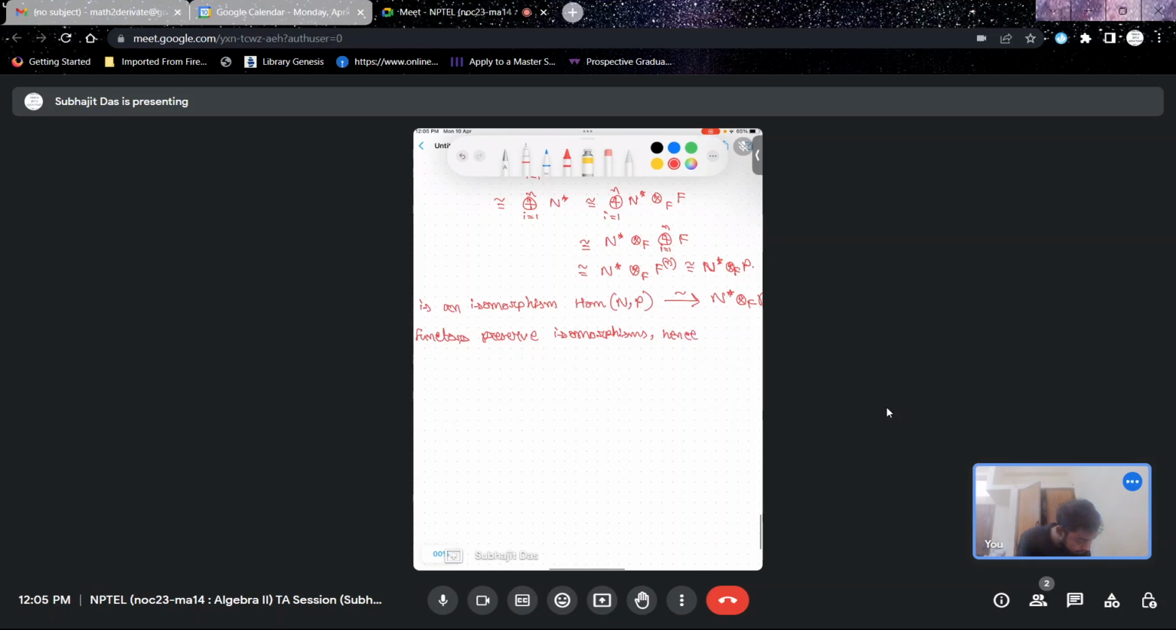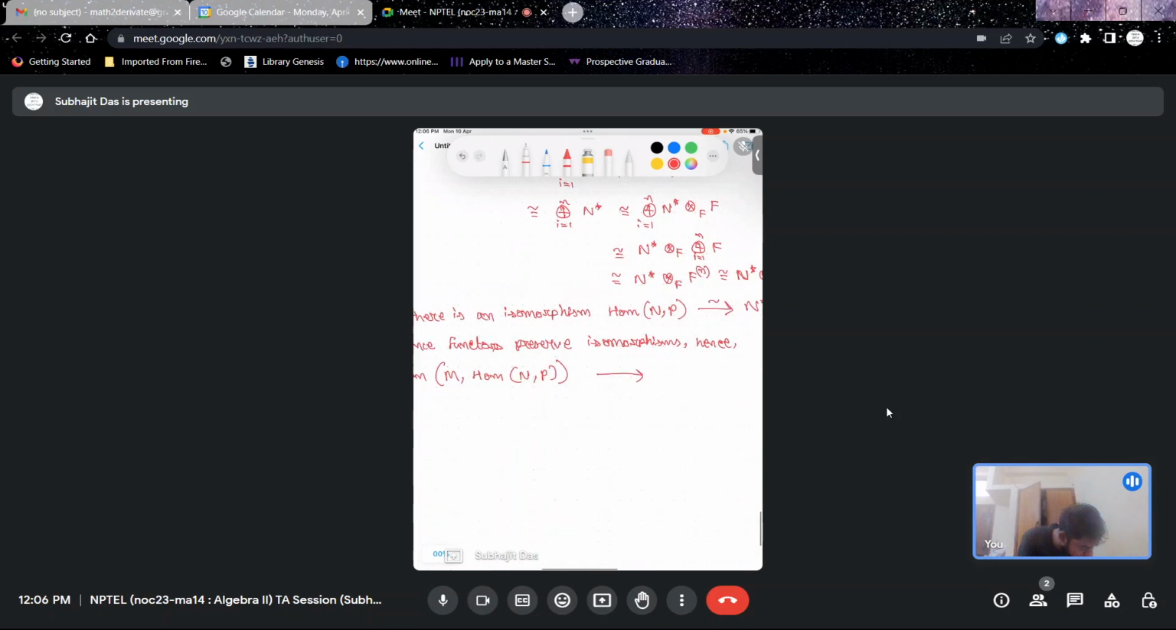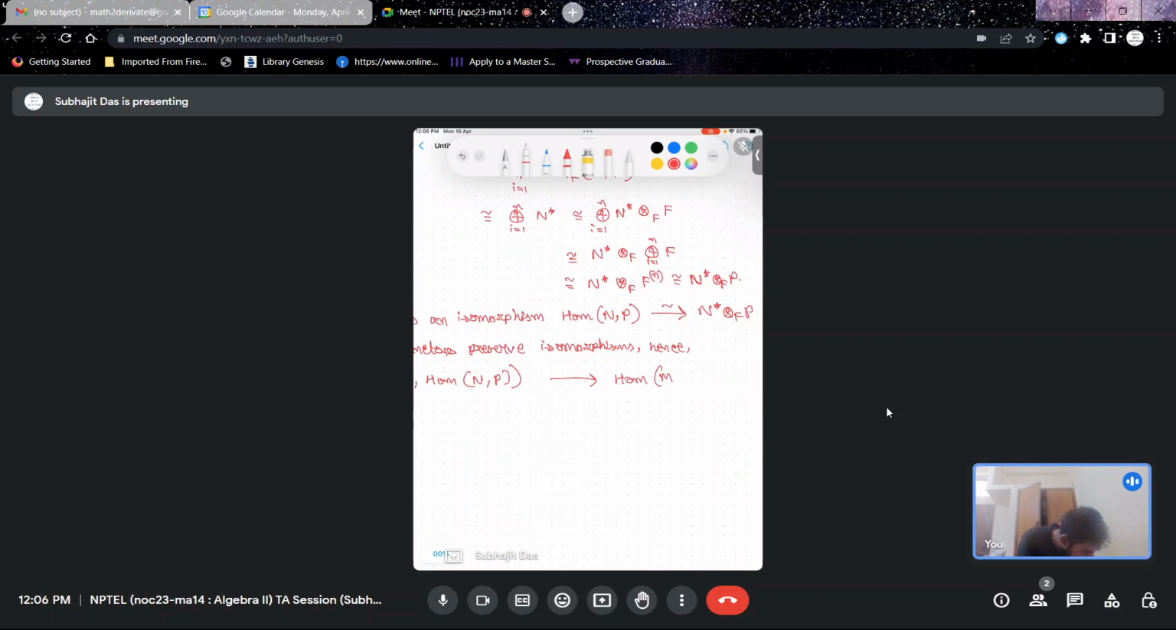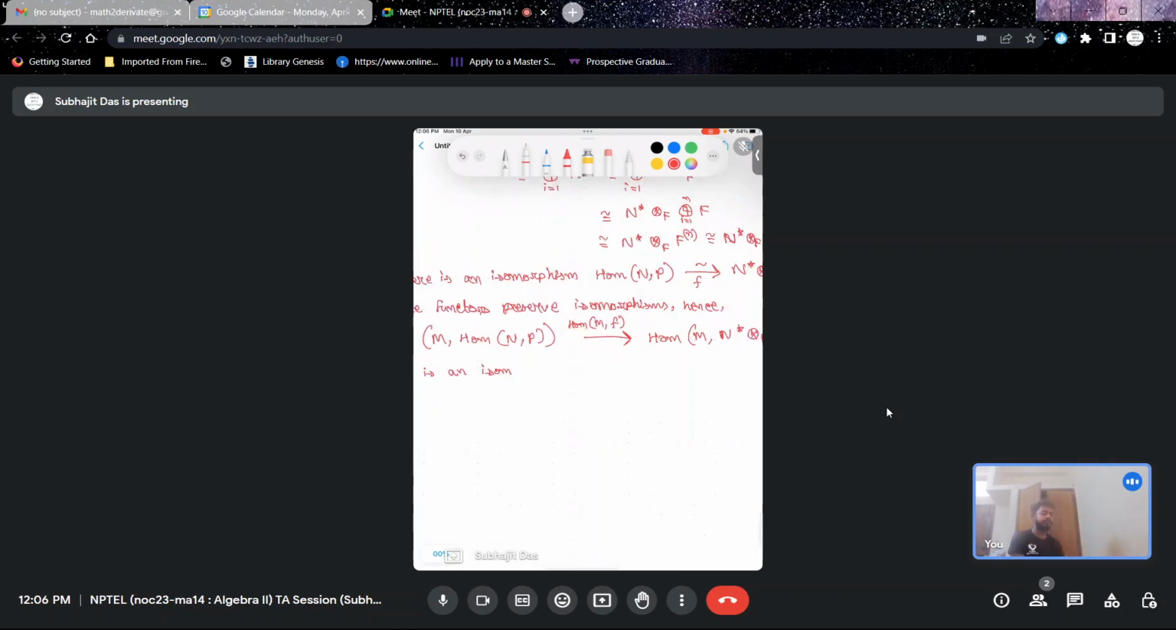Hence, what you can say is Hom(M, Hom(N, P)) to Hom(M, N-star tensored over R with P). This map is an isomorphism. I mean the image of the arrow. So let's call this f, right? So Hom(M, f) is this morphism, is an isomorphism. The image arrow, the image of the arrow f, is actually an isomorphism.